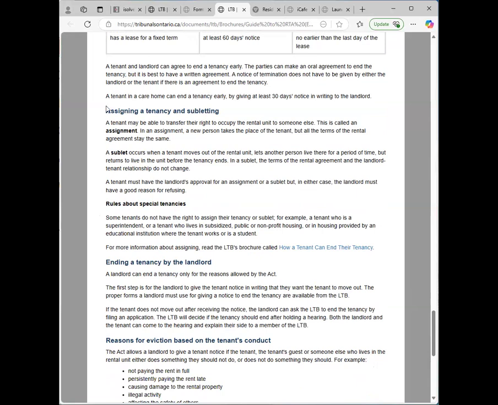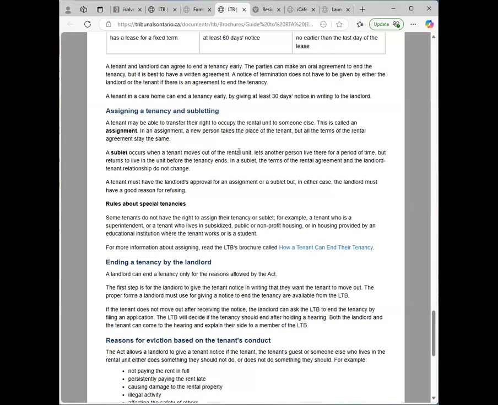That's the difference. And it's interesting because most of the time assigning and subletting can happen between a tenant and a landlord, but you've got to work it out, right? You can't just do it. And you know, a landlord can't say no to a reasonable sublet, but you've got to be mindful of doing that.